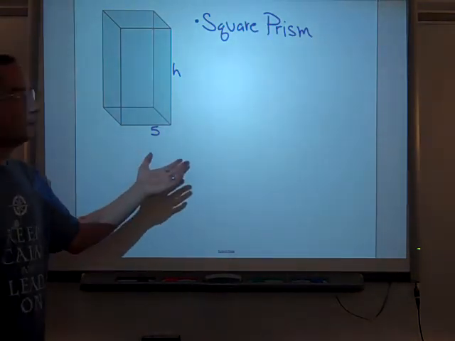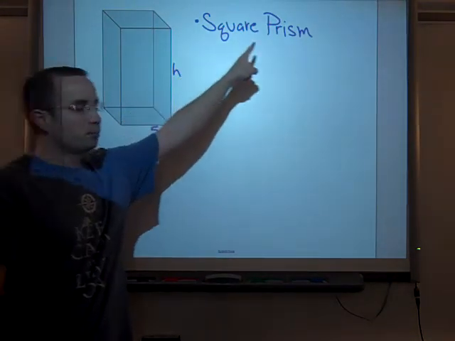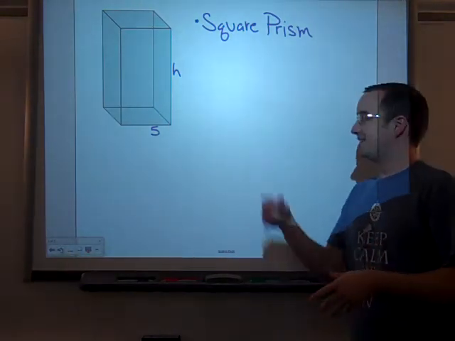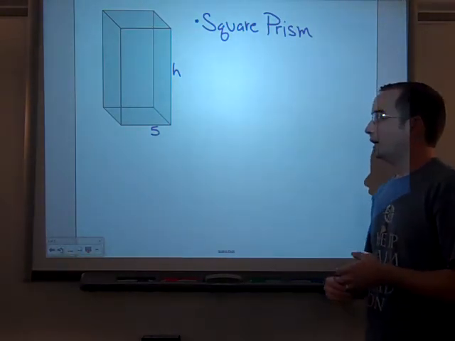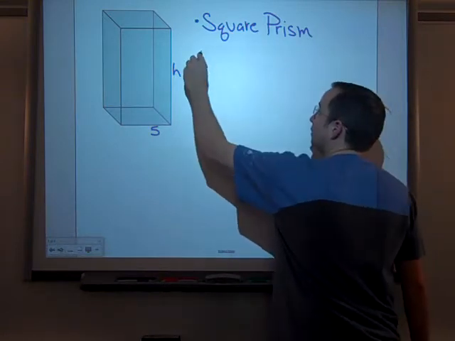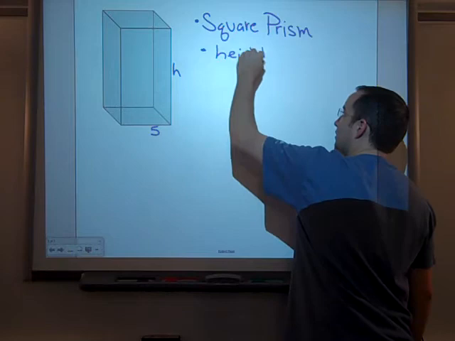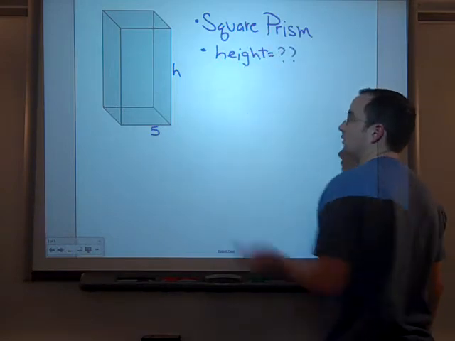The next one right here is a square prism. Why do we know that? Because they said so. Sometimes they will do that. This is a square prism. And here, I want to find out, in a word problem, I want to know the height. What does the height equal?